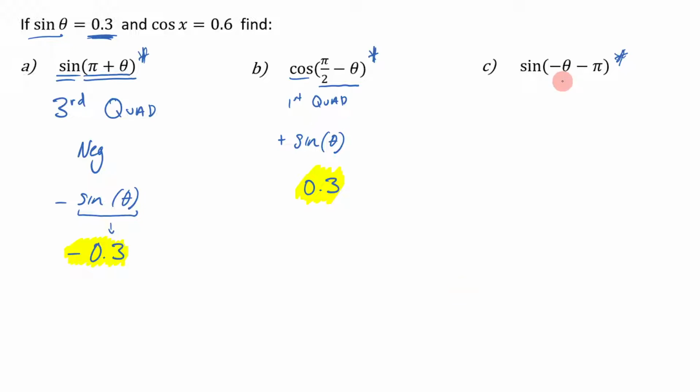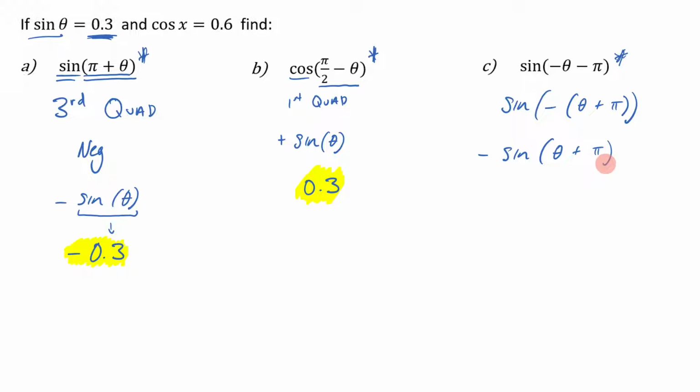Okay, this one right here. What I would do here is I see that I've got two negatives. I would take a negative out. Negative, and then that would leave me with theta plus pi, close brackets, close brackets. I know that when I'm dealing with a negative angle and a sine, I can just take that negative out the front.